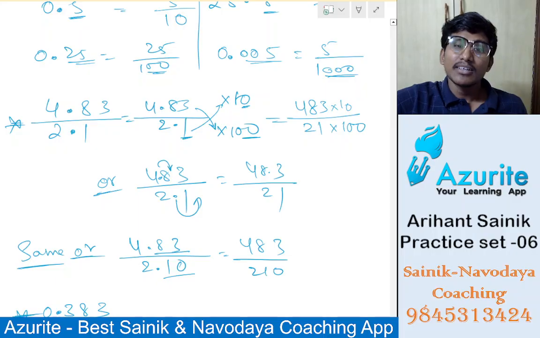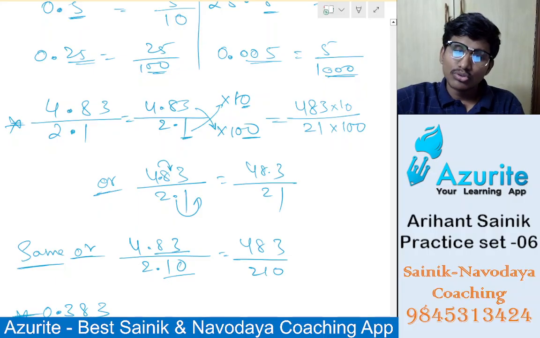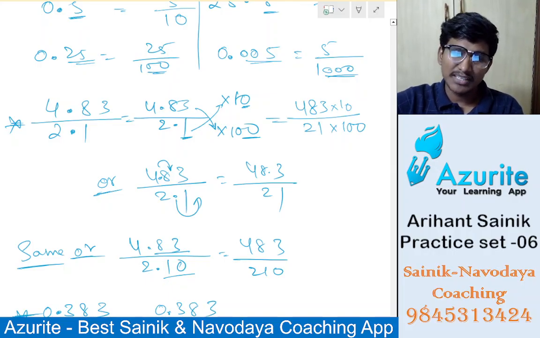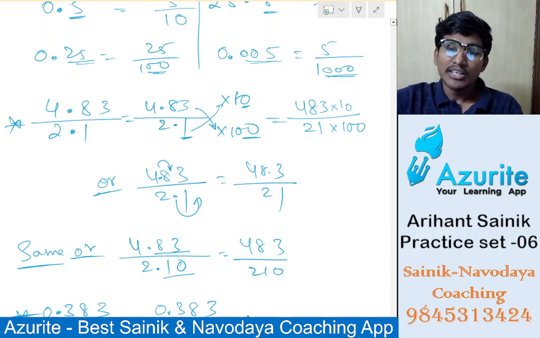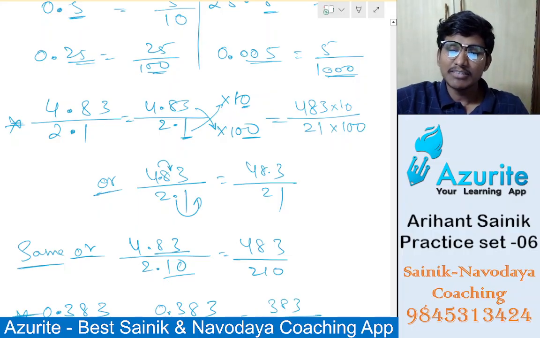38.383 divided by 2.1 is there. So here what do we have to do? Here in the top there are 3 decimal places, and in the bottom there is only 1 decimal place. Give 2 zeros. Now remove all the decimal places. So 383 divided by 2100. So we are making it the same.